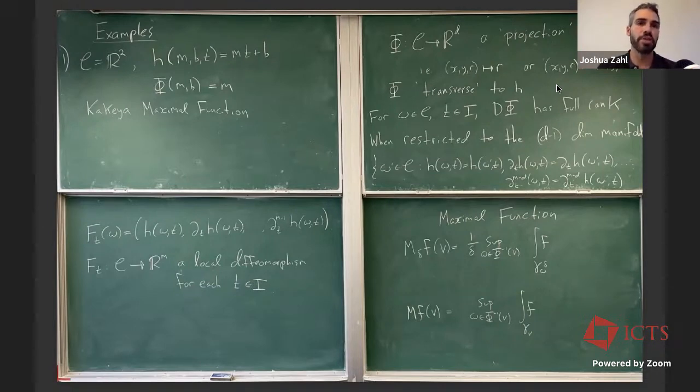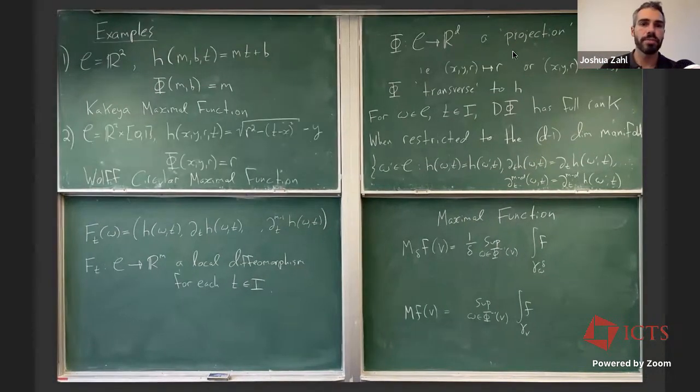Well, it takes a slope and a y-intercept, and it just gives you back the slope, right? This is the same as the direction of the line. So that's just the Kakeya maximal function in this language. And the Wolf maximal function, also not too bad.